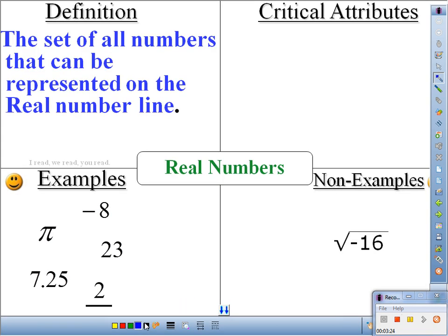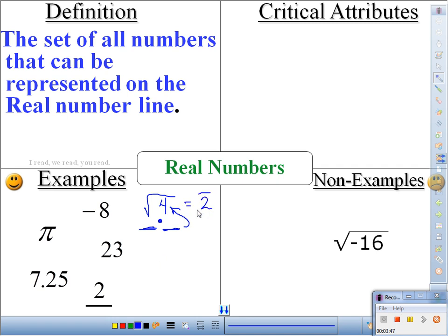Let me show you an example of a real number using square roots. Check this out: the square root of 4. What the square root of 4 says is, what number times itself gives me the product of 4? What would be that number? 2. So therefore, this is 2. Is 2 a real number? Yes. So this is true.